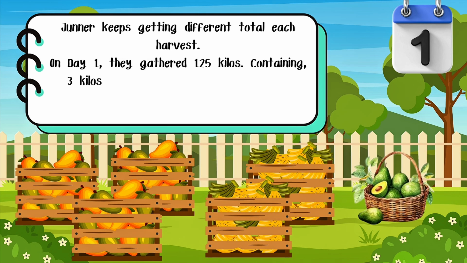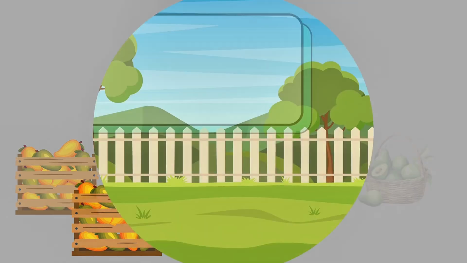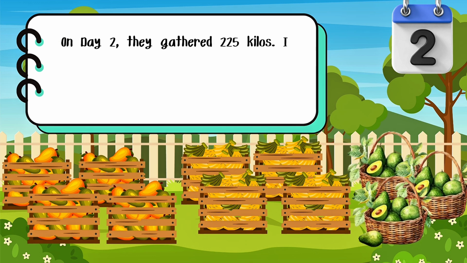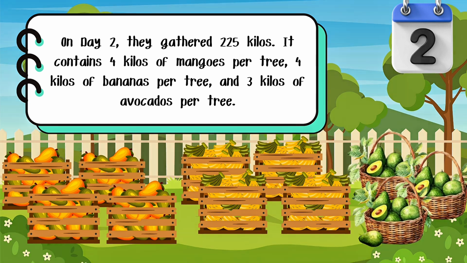On day 1, they gathered 125 kilos, containing 3 kilos of mangoes per tree, 2 kilos of bananas per tree, and 1 kilo of avocado per tree. On day 2, they gathered 225 kilos. It contains 4 kilos of mangoes per tree, 4 kilos of bananas per tree, and 3 kilos of avocados per tree.